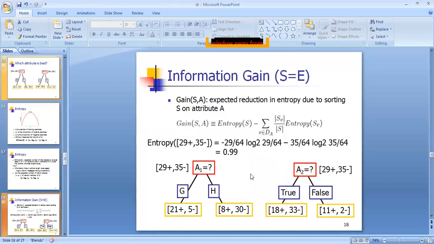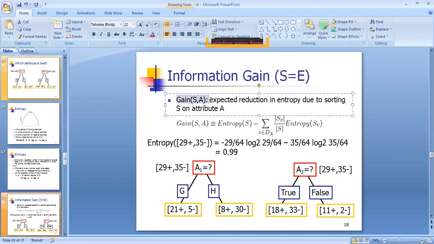So in order to check which attribute is best, now you have to go with this example. In information gain, S is the gain and E is the entropy. Gain of S comma A is the expected reduction in entropy due to sorting S on attribute A.